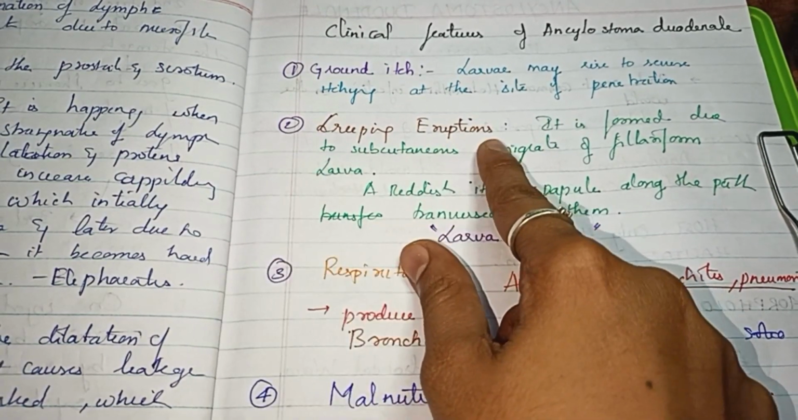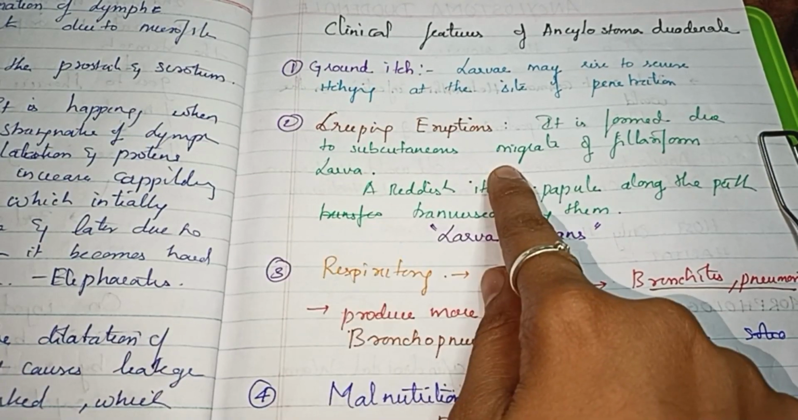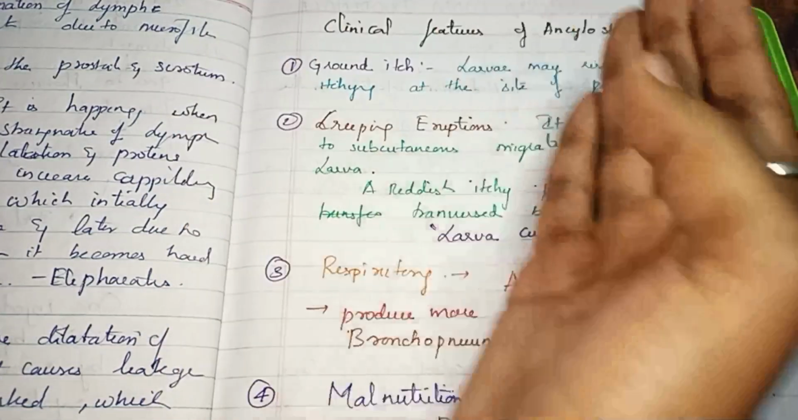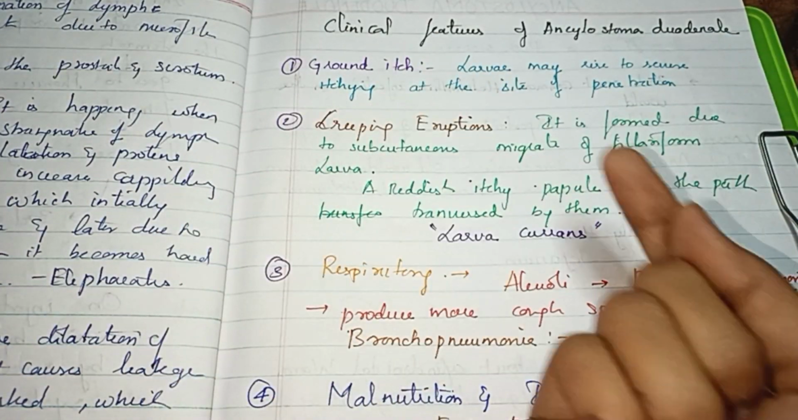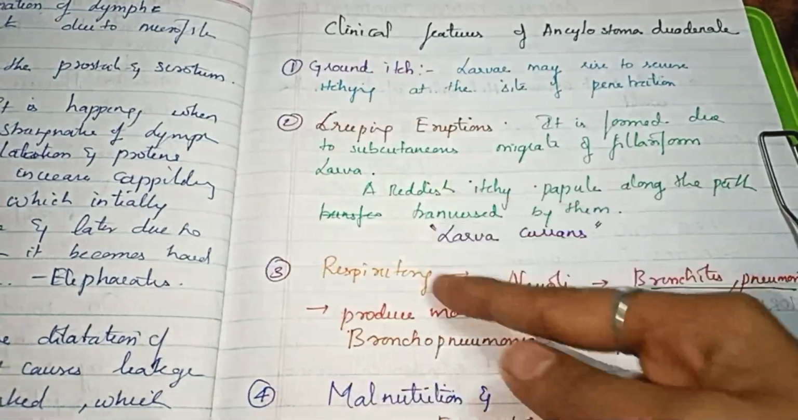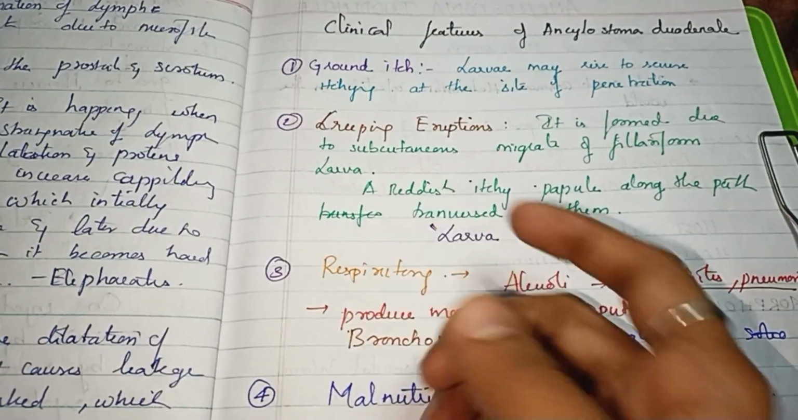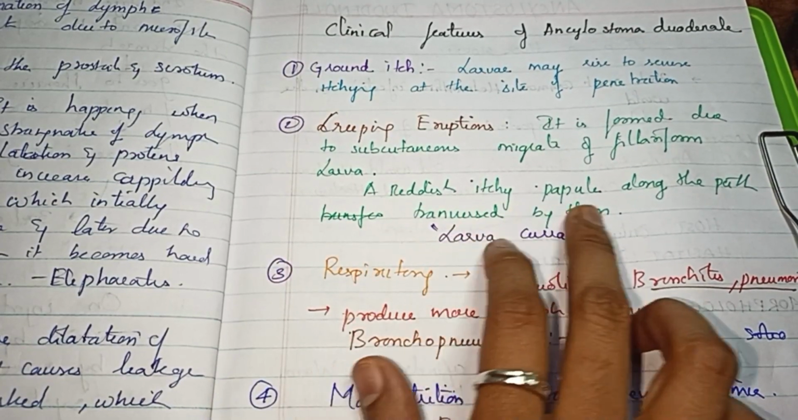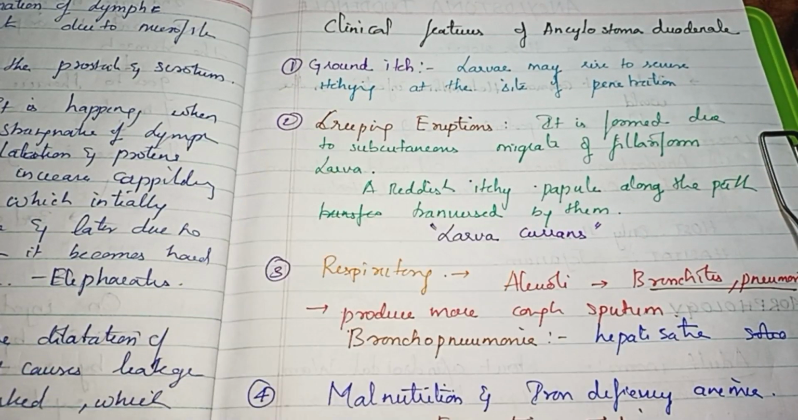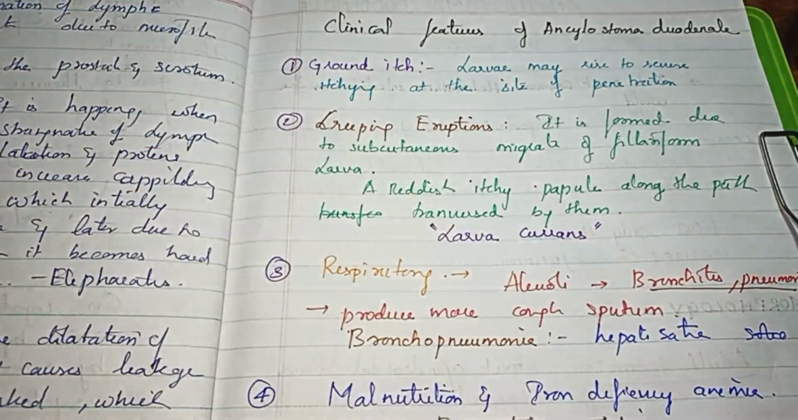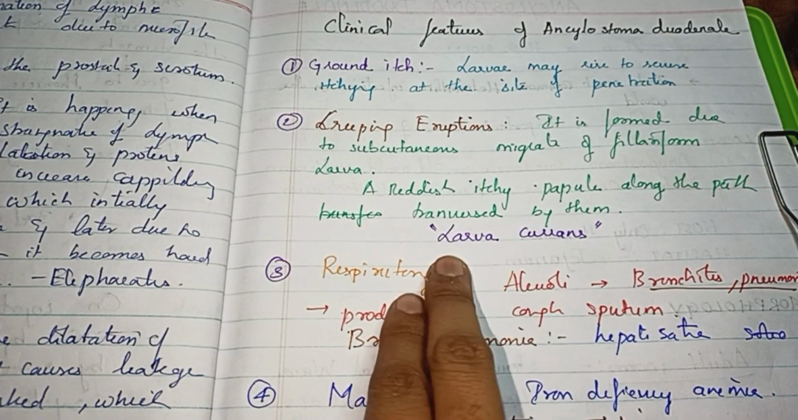Second is the creeping eruption. The creeping eruption is formed due to subcutaneous migration of the filariform larva. It is like when you take a needle and make a scratch on your skin, you'll have reddish discoloration and the area will be swollen. Like that, the movement of the larva gives subcutaneous swelling, with reddish itchy papules along the path of the larva. Where the filariform larva moves, there will be reddish patches. So it is also called larva currens. Like a current, the eruptions you see along its path are the larva currens.